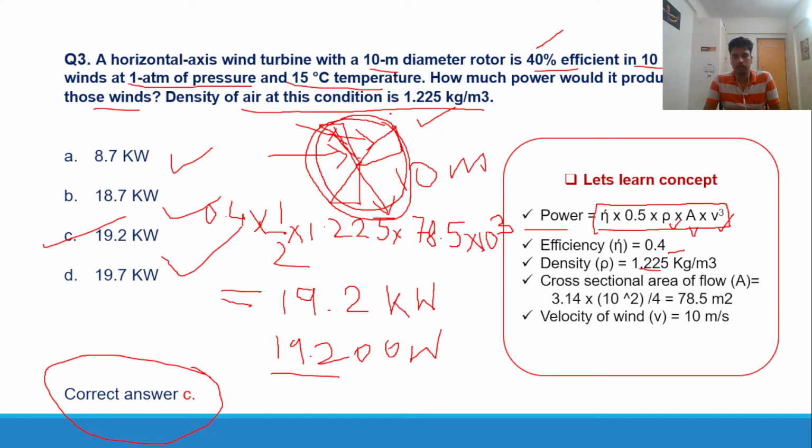Okay, 10 meter diameter rotor. So this whole circle area which the wind faces, if there is wind here, there is wind here, this is the cross sectional area. For calculating this, we use the formula pi d square upon 4, the area of a circle. You put in 3.14 into 10 square divided by 4, it's 78.5 meter square or something. So that's how it's calculated, and the correct answer is 19.2.